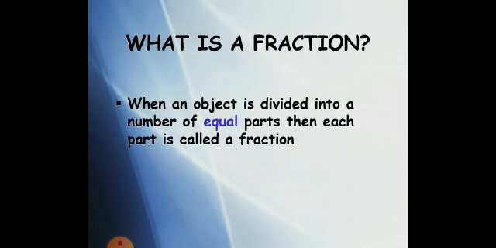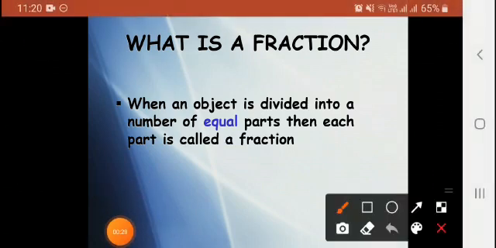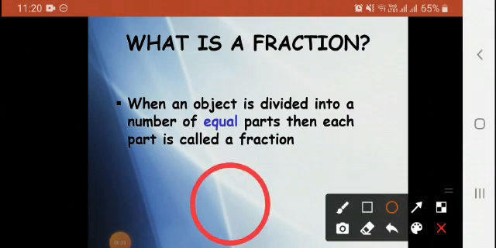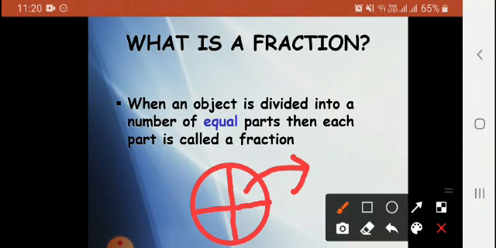See children, when an object is divided into equal number of parts, then each part is called a fraction. For example, if you have a circle and you are dividing it into 4 equal parts, then each part of it is called a fraction. Remember, in the definition it is written, when an object is divided into equal parts.